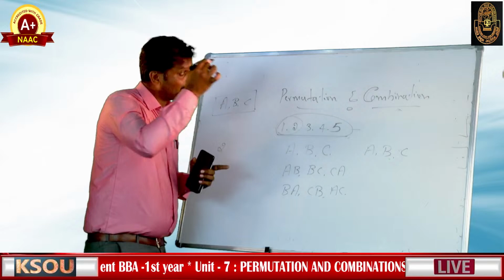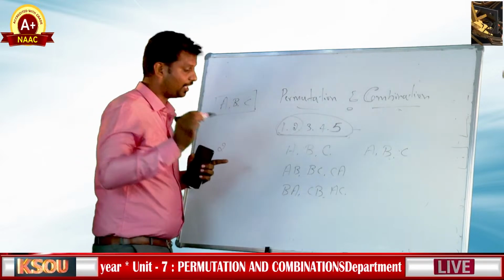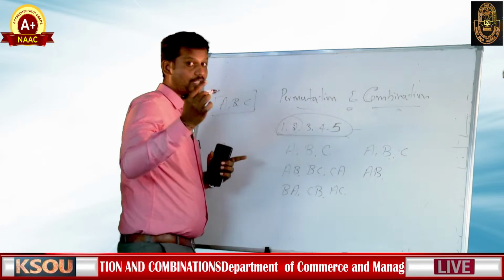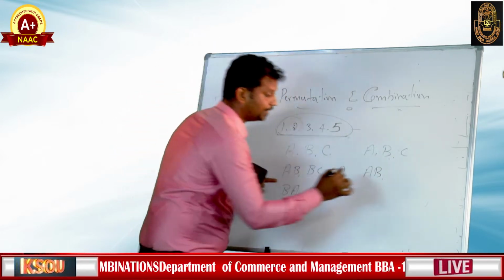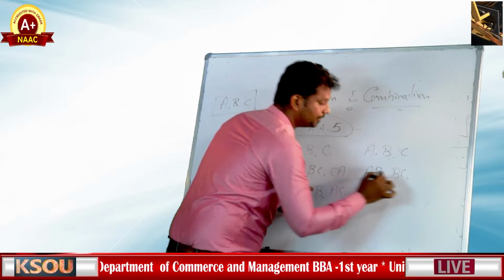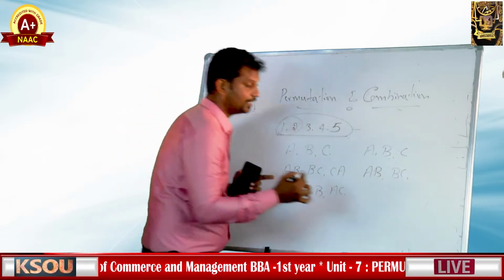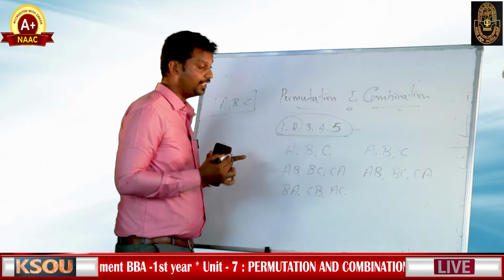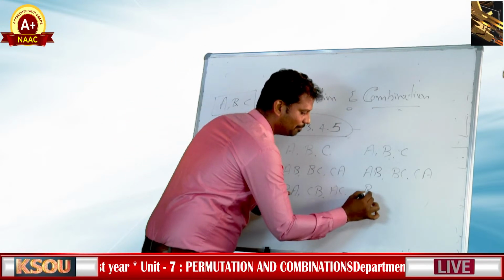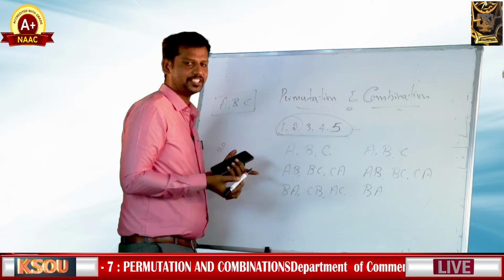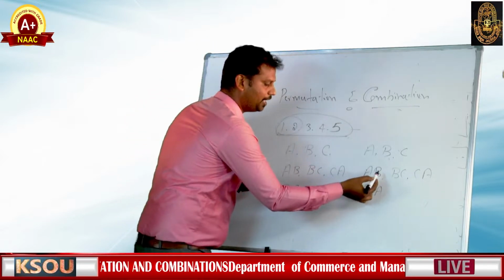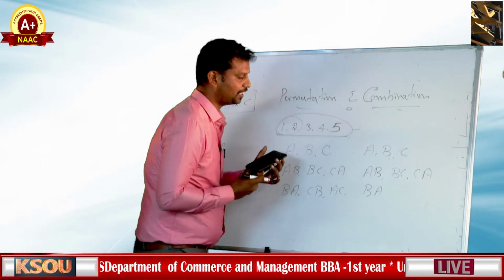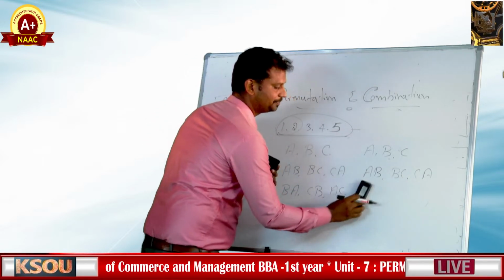Then come to the combination, the selection. A, B, you can select one set. You can select B, C, another set. You can select C, A. It is not possible to count B and A separately. They both are the same selection. Selection A and B, B and A are both the same selection.